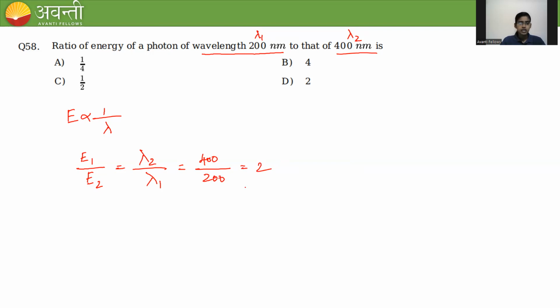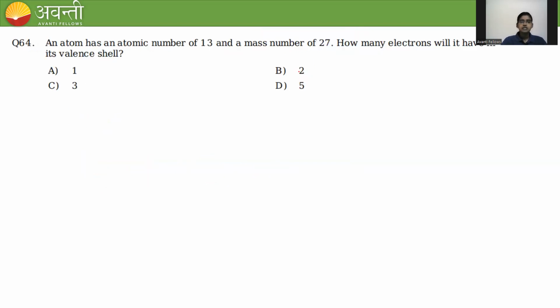So E1 by E2 is equal to 2 by 1. So the answer would be option D. The ratio is 2. Okay. Now coming to question number 64. An atom has an atomic number of 13 and a mass number of 27. How many electrons will it have in its valence shell?